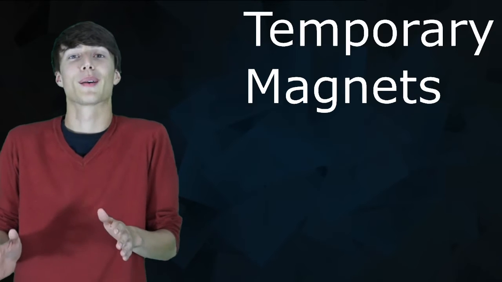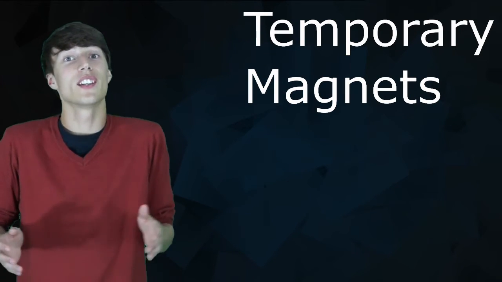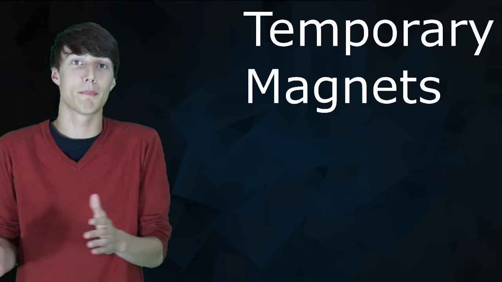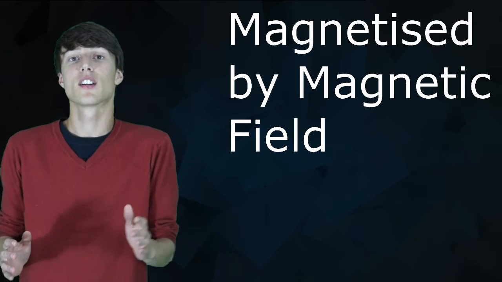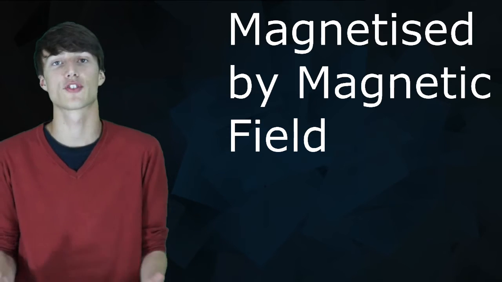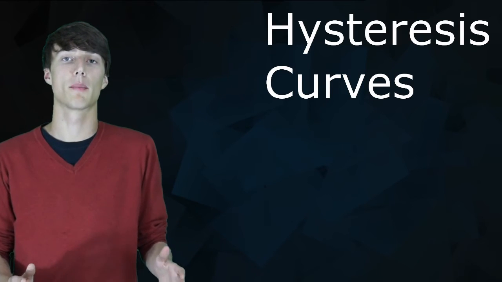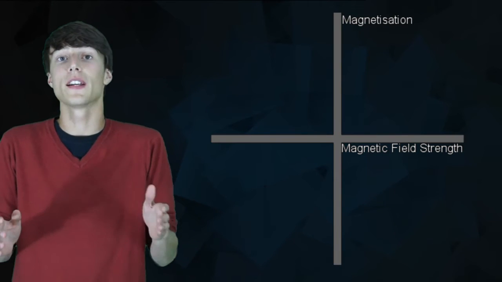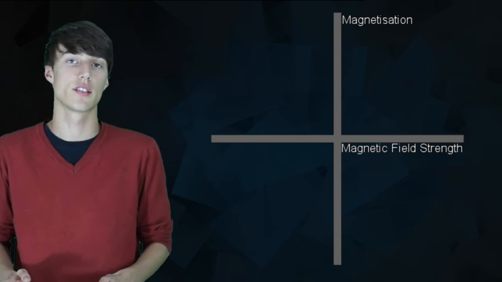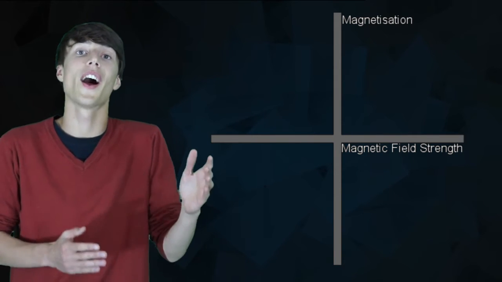Remember the temporary magnetism before? We're going back to them now. We already know that temporary magnets can be magnetized or demagnetized using a magnetic field, for example from an electromagnet. Well, we can produce things called hysteresis curves from a temporary magnet. This is a graph with magnetic field strength on the x-axis and magnetization of the temporary magnet on the y-axis.